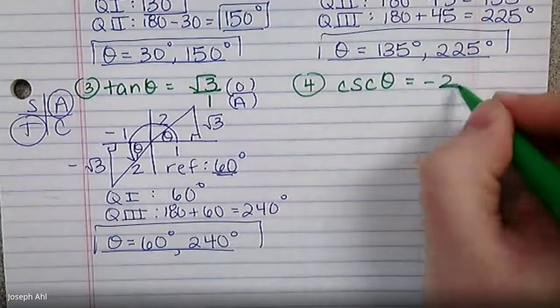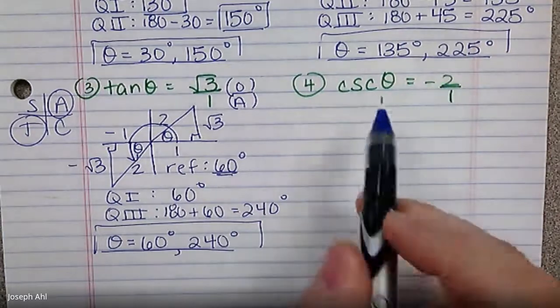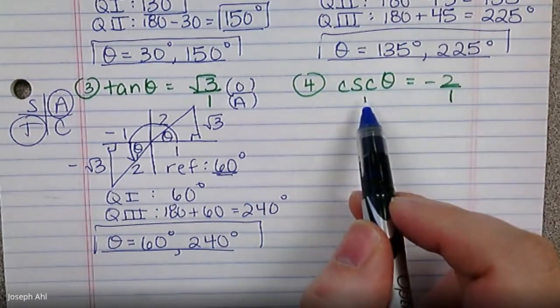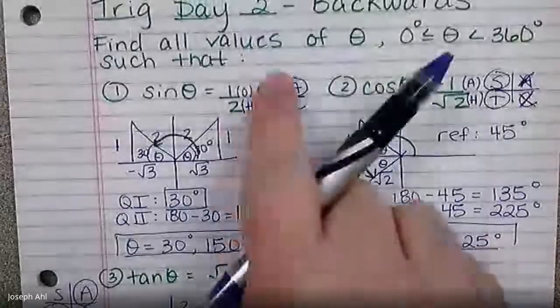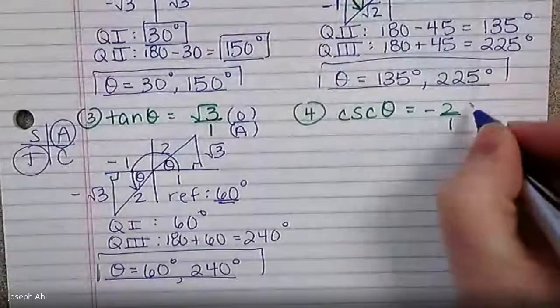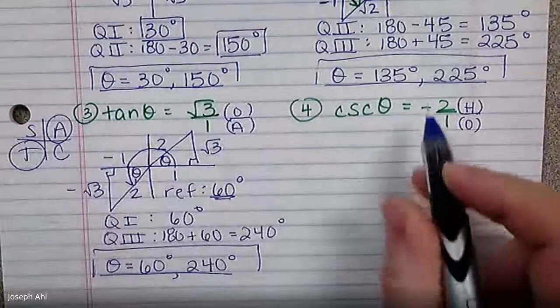Now, whenever you don't have a fraction, it might be nice to write this as a fraction, put it as -2 over 1. And when I think about labeling sides, you got to remember that cosecant is the reciprocal of sine. So if sine is opposite over hypotenuse, the reciprocal would be hypotenuse over opposite. So that's how I'm going to label those.